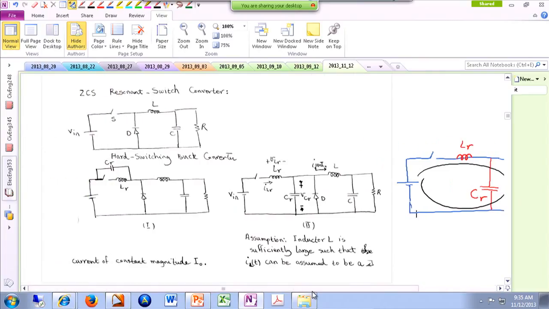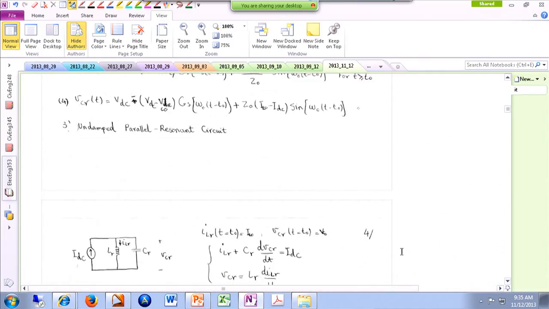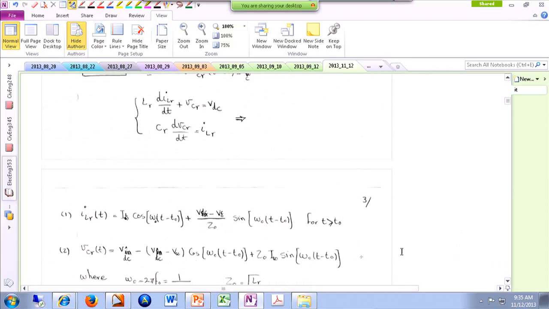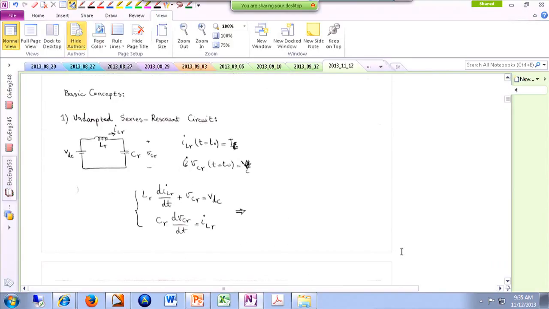So before even getting to any topologies, what we started last time was looking at some basic resonating circuits. For instance, in this particular one, case number one, we have a DC source and a resonating inductor and a resonating capacitor forming a loop. And the initial conditions are obviously important. So the inductor current at the beginning of the formation of this loop is IL0, and the cap voltage is VC0. So these are the initial conditions.